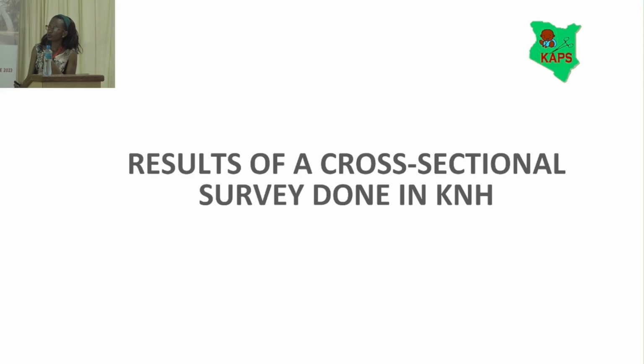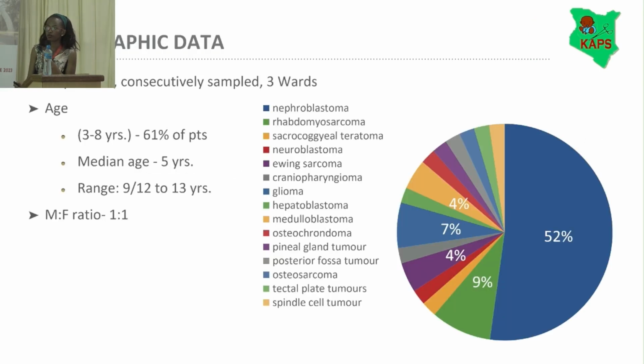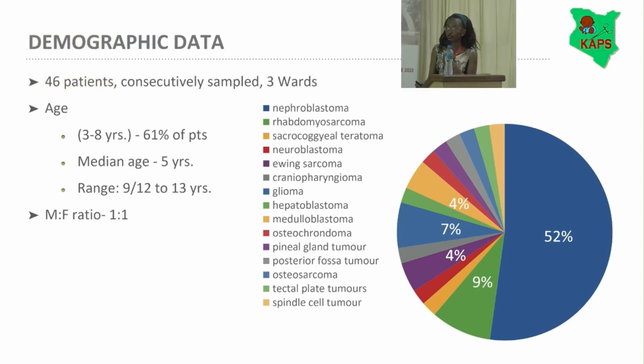So I'm going to go to the results of the cross-sectional survey. I sampled 46 patients who were in 3 wards. All the files of the patients who were in the wards were used. There was really no exclusion criteria. The youngest patient was 9 months old, with the oldest being 14 years of age. Majority of the patients ranged from 3 to 8 years of age. That was 61% of the patients, with the median age being 5 years. The male to female ratio was 1:1.